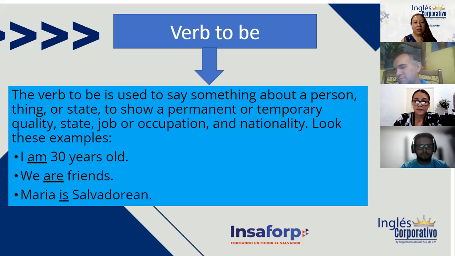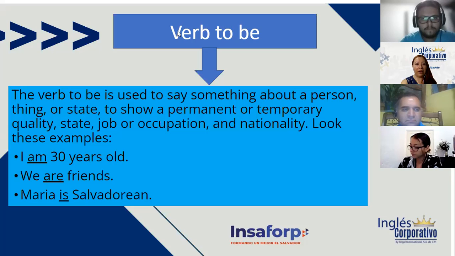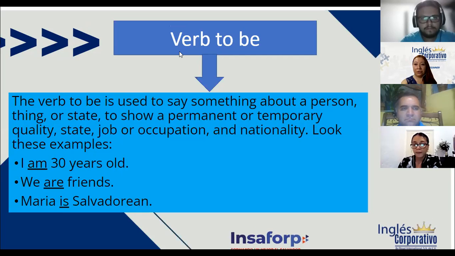So, the verb to be is used to say something about a person, thing, or state. Ahora, necesito una persona que repita después de mí para que lea también, que quiera participar, para que practique. De nada sirve que yo lo lea todo, all right? So, one volunteer, please. Thank you, Alfredo Alas. I go first, you repeat after me. Yo voy primero y usted repite después de mí, Alfredo, ¿de acuerdo?